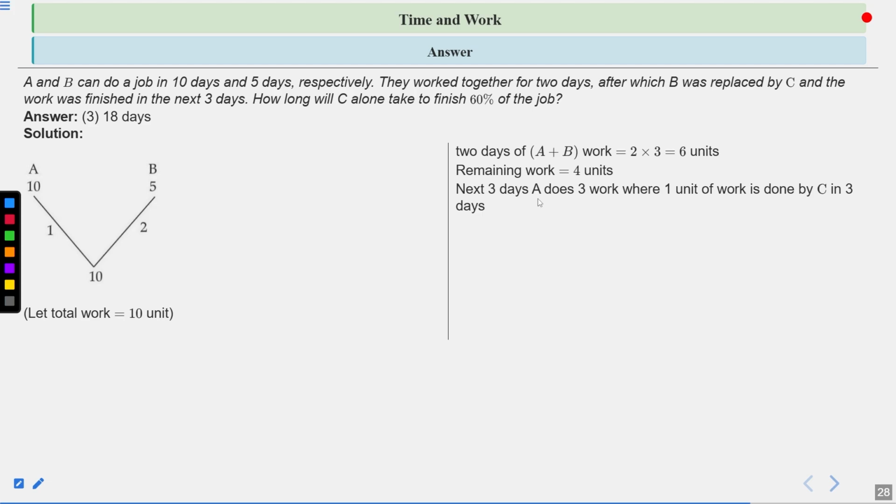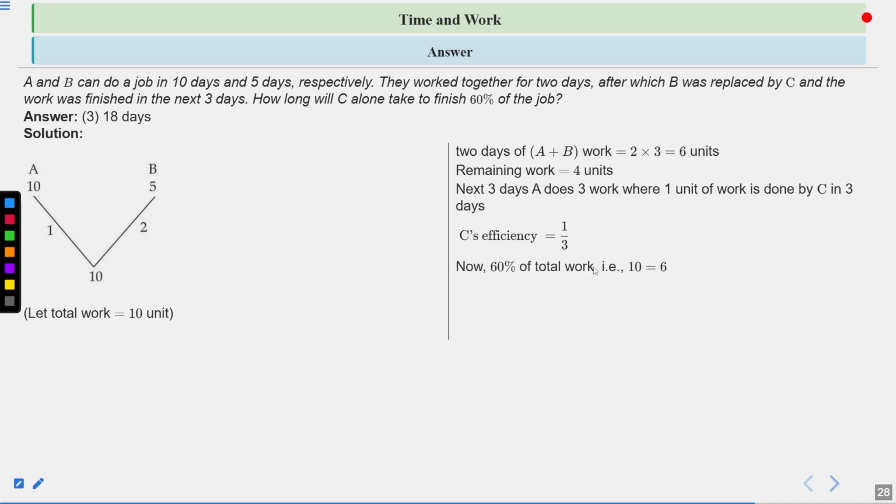Now in the next 3 days, A does 3 units of work, where 1 unit of work is done by C in 3 days. According to the question we can say that the efficiency of C, what do we get? We get 1 by 3, clearly.